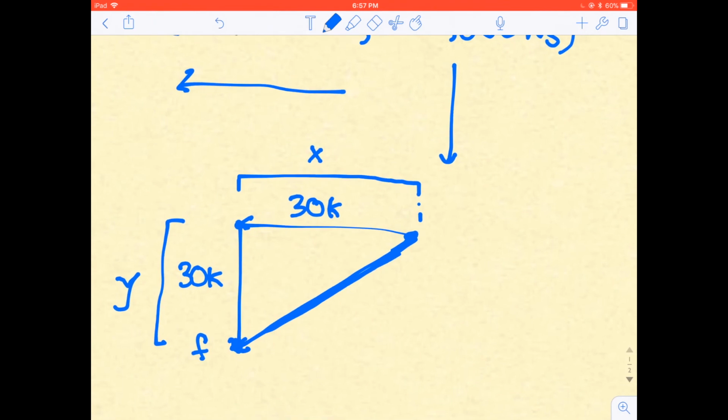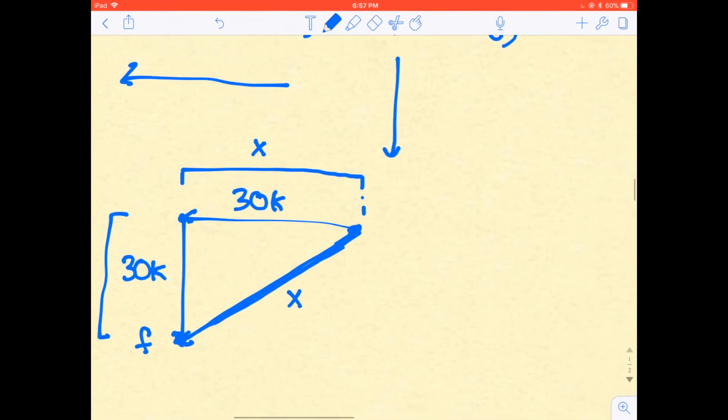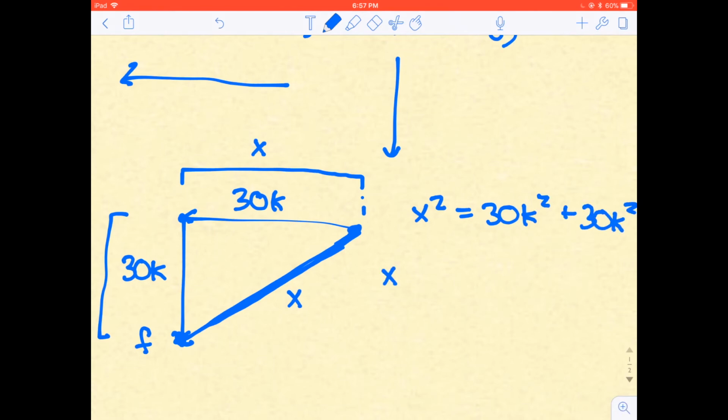So, to many of you, this looks very familiar, right? This is a basic right triangle. What you can just do is the Pythagorean theorem. X squared is equal to 30,000 squared plus 30,000 squared. It is roughly 42,426 newton seconds. Now we also have to find the angle.